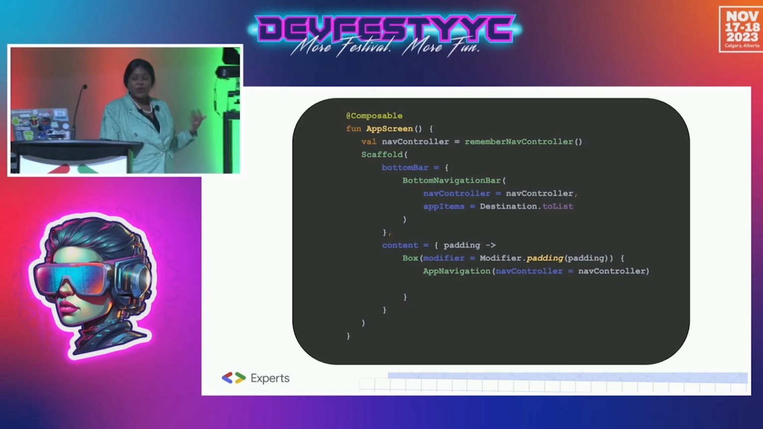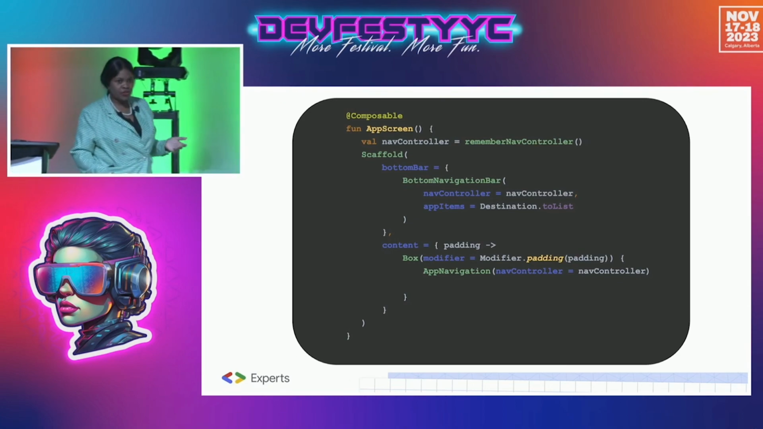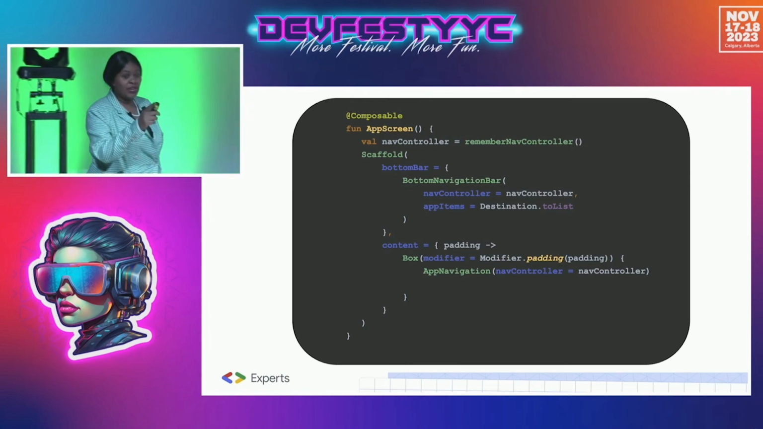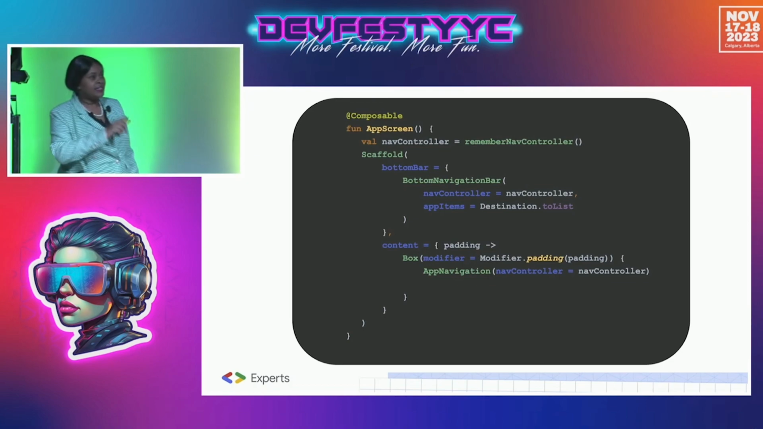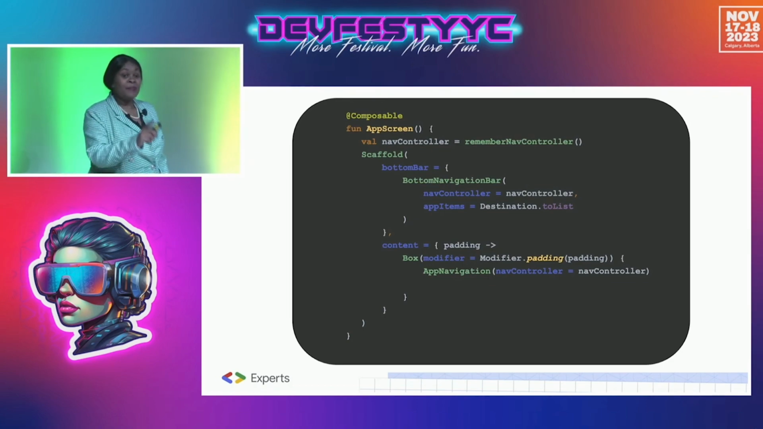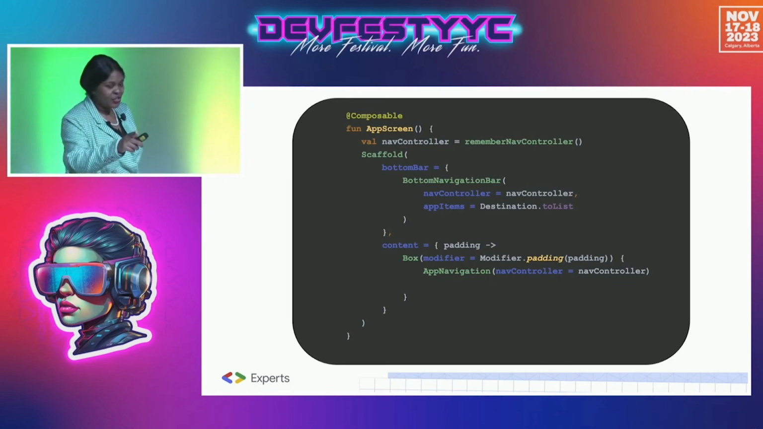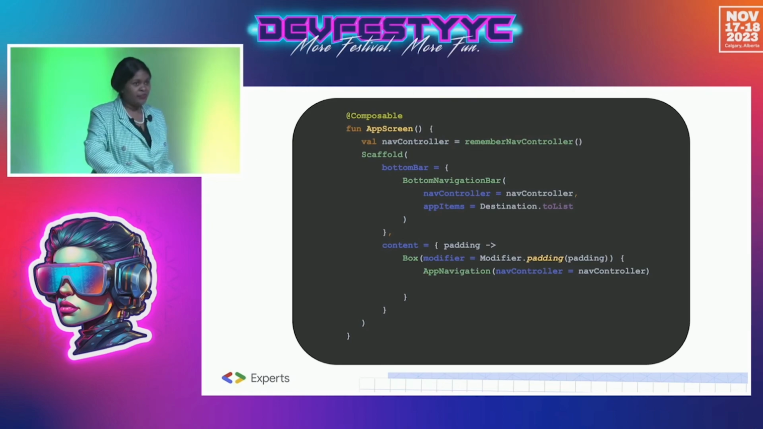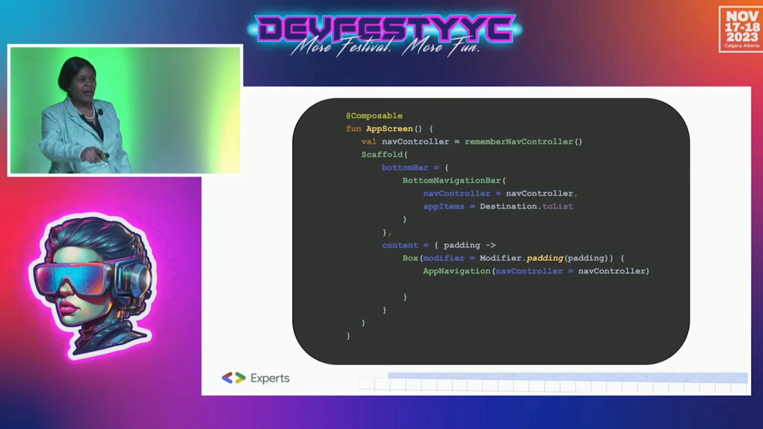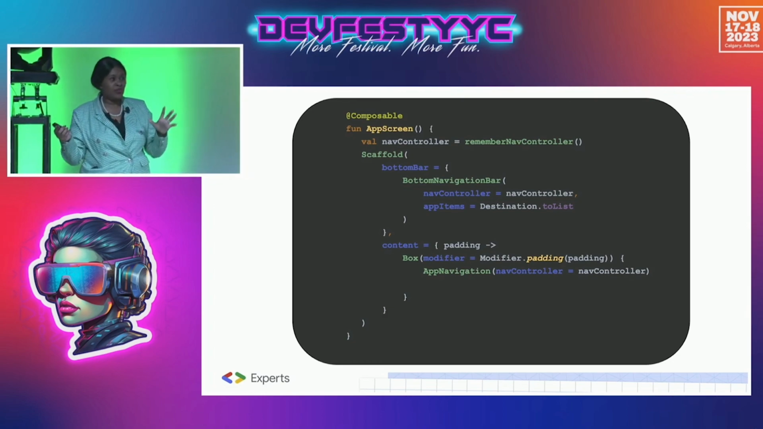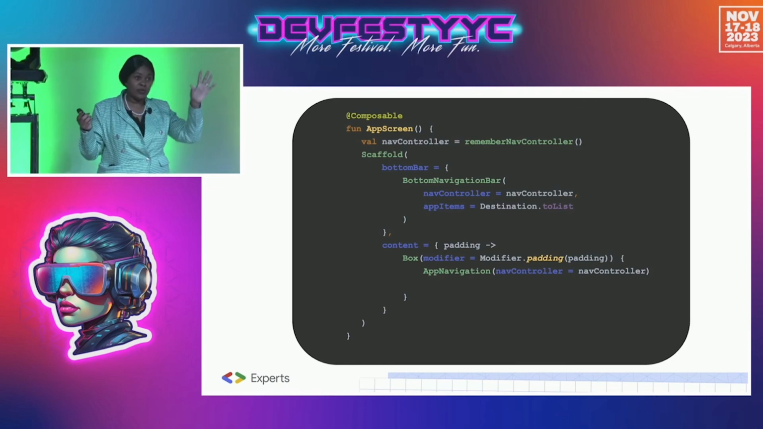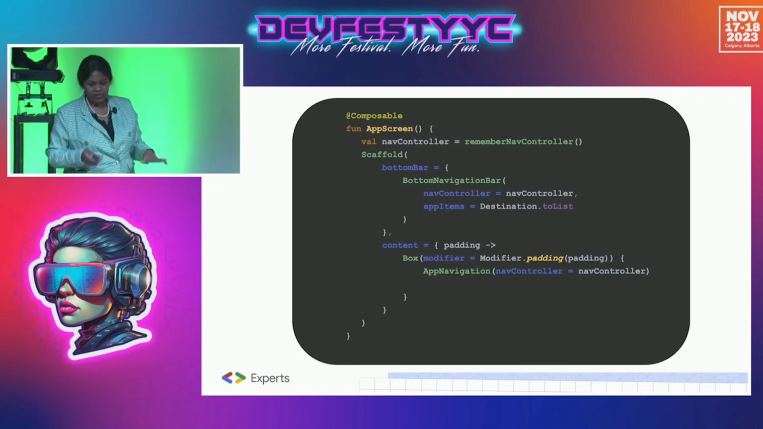So next, what we're going to look at is our bottom navigation. In the bottom navigation, we've created a composable called bottom navigation bar. It takes in a nav controller and the app items, which are destinations. Notice the companion object I created? That's what I'm calling app items, which is destination.toList. Companion objects in Kotlin are pretty easy to access.